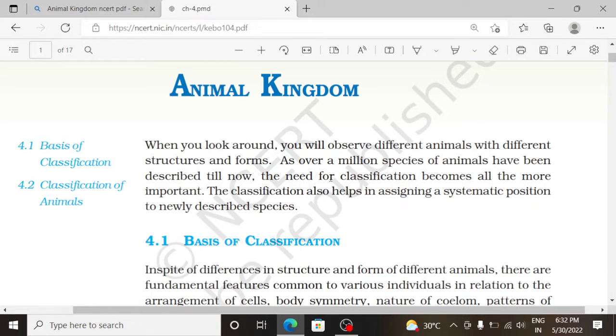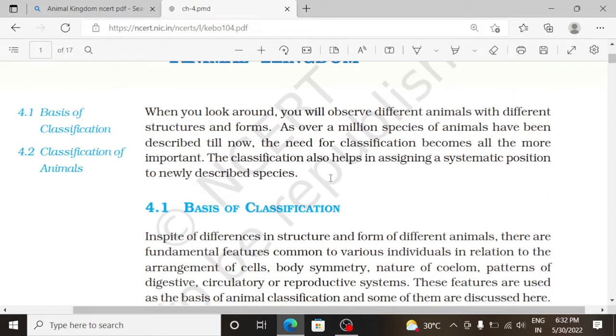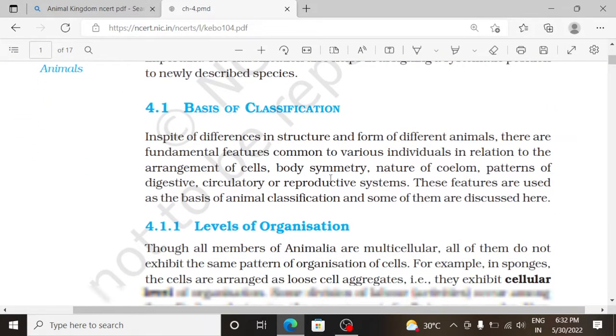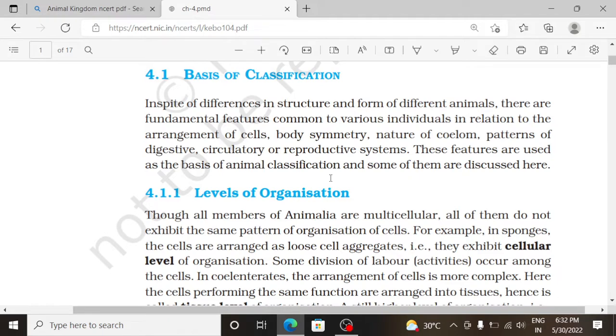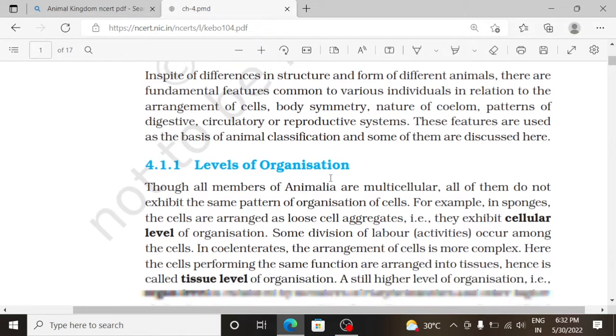As over a million species of animals have been described till now, the need for classification becomes all the more important. The classification also helps in assigning a systematic position to newly described species. Basis of classification. In spite of differences in structure and form of different animals, there are fundamental features common to various individuals in relation to the arrangement of cells, body symmetry, nature of coelom, patterns of digestive, circulatory or reproductive systems. These features are used as the basis of animal classification, and some of them are discussed here.